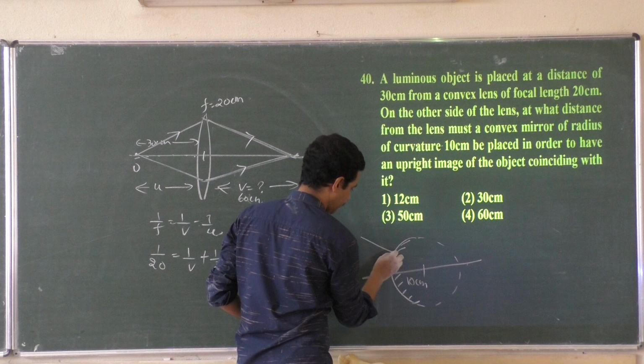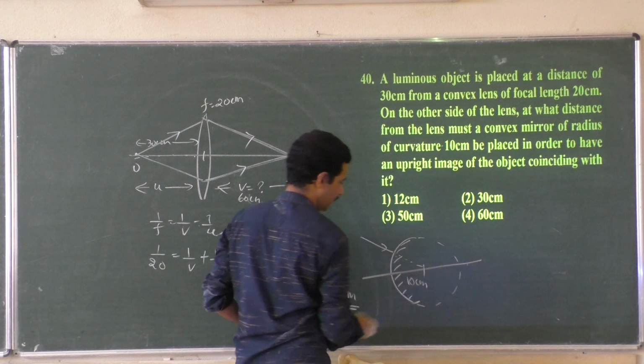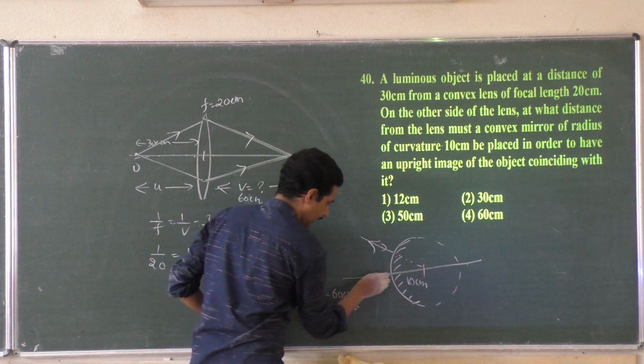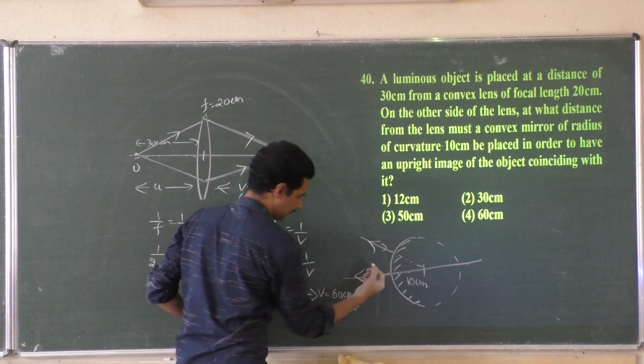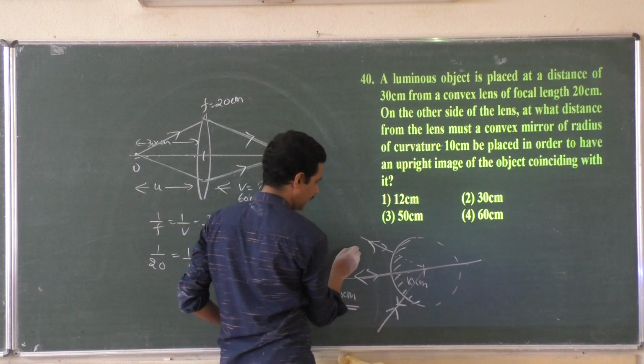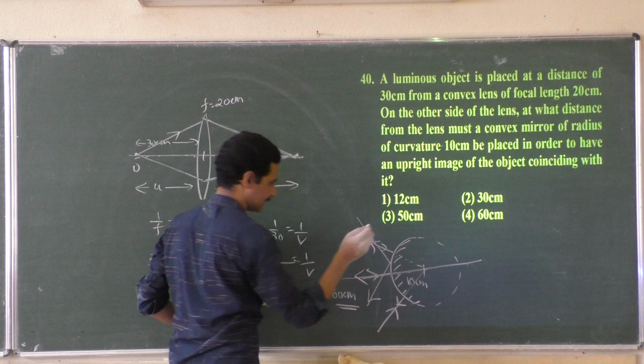So if you put a ray of light like this, which is about to move towards the center, it will be reflected back in the same path. That is normal incidence. Any ray of light like this which is about to move towards the center is reflected back. Any ray of light like this will be reflected like this.